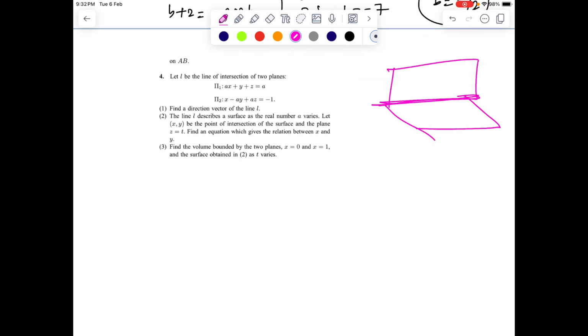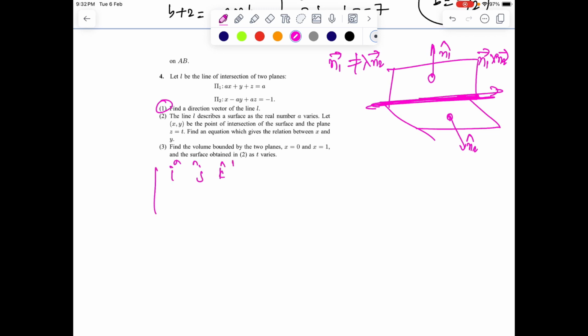Now the line of intersection of two planes. So we have got two planes. And clearly if two planes are intersecting in a line, they cannot be parallel. A plane is characterized by a normal vector, n1 and n2, as we know. So here clearly n1 is not lambda times n2, right? Fine. Then the first portion is straightforward. Find the direction vector of line L. The direction vector of line L will be in the direction of n1 cross n2, so that we can easily find.